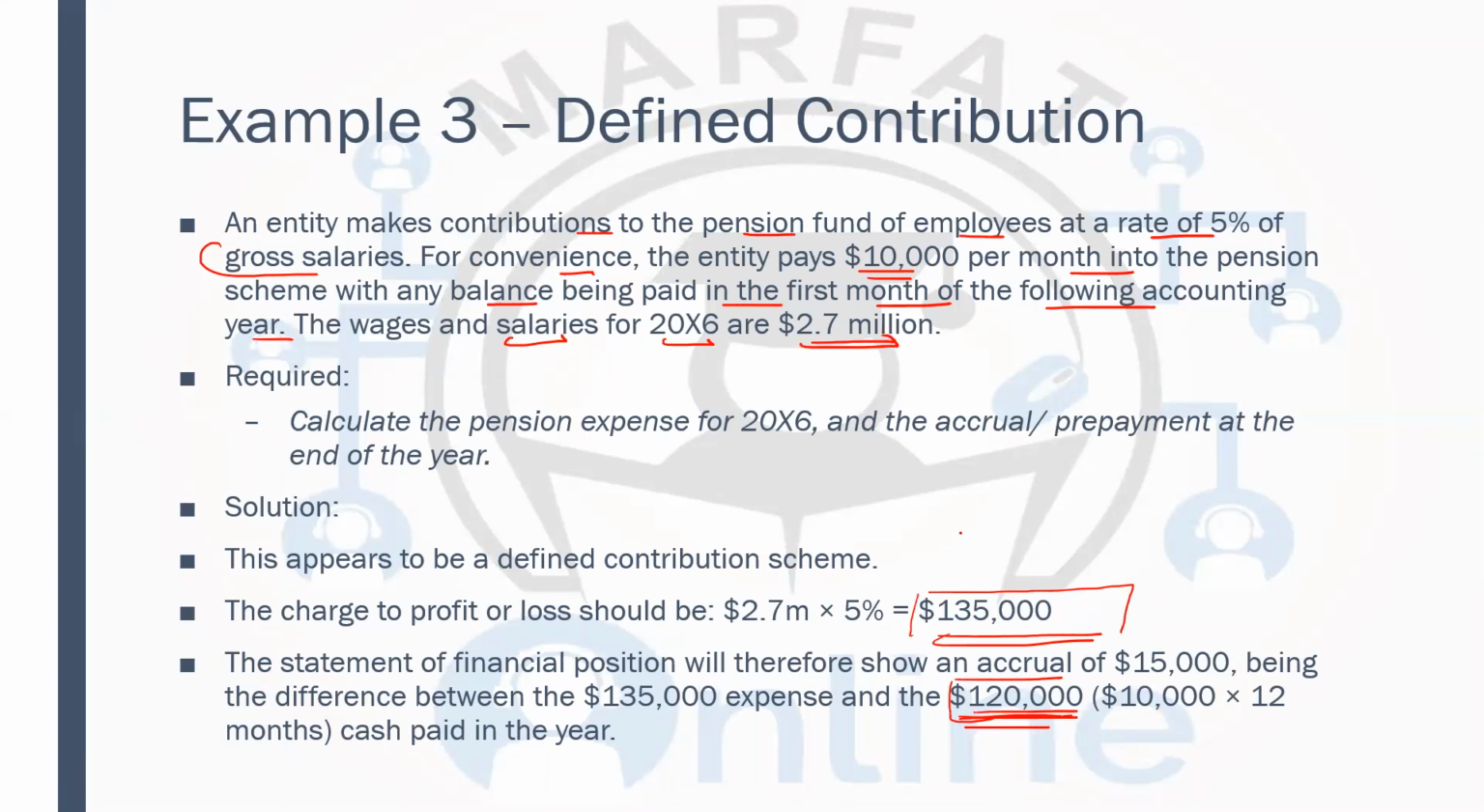But the expense for the current year is 1,35,000. So how much is still remaining? 15,000 is remaining, which should be recorded as an accrual. So the double entry is going to be debit profit or loss 1,35,000, credit cash 1,20,000, credit accrual, which is a liability, they still have to pay 15,000. So this is how you are going to record the defined contribution.